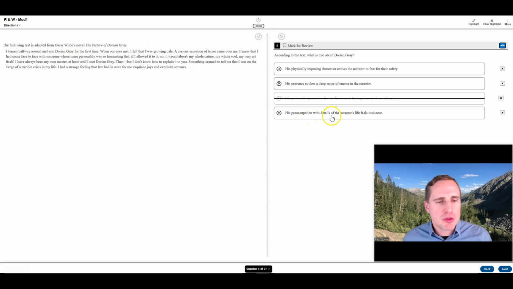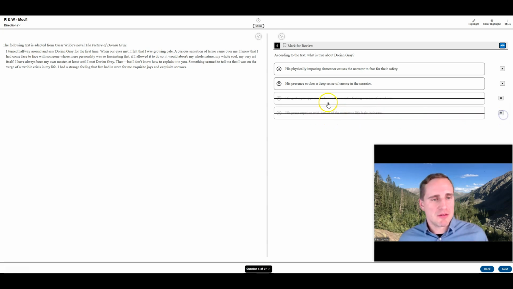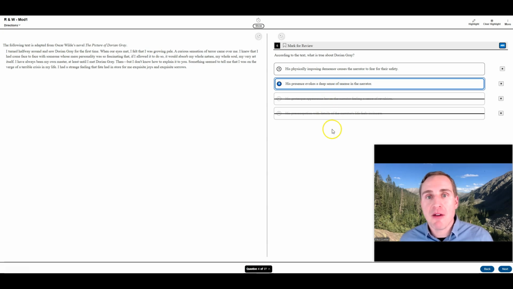His preoccupation with details of the narrator's life feels insincere. So that's not right. That's just not even relevant. So is it the physically imposing demeanor or his presence? Personality, sensation, nature, seem to tell me. That would be presence, not physical parts, physically imposing demeanor, his presence. Okay, so we're going to go with choice B and move on.